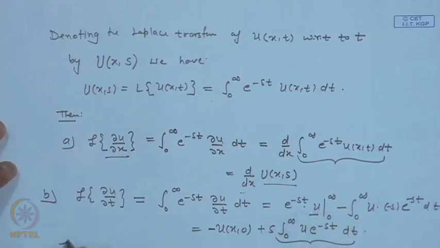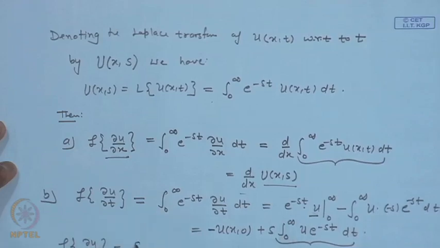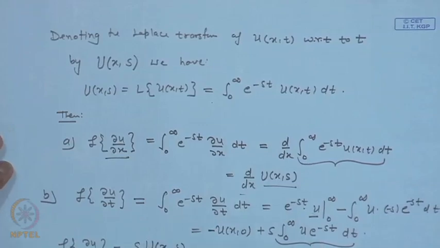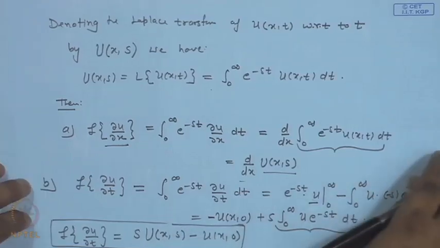So, we have the result that the Laplace transform of del u over del t is simply s times the Laplace transform of u(x,t), which we denote by U(x,s), minus u(x,0). So, it is again the derivative theorem that we have in the case of one variable.